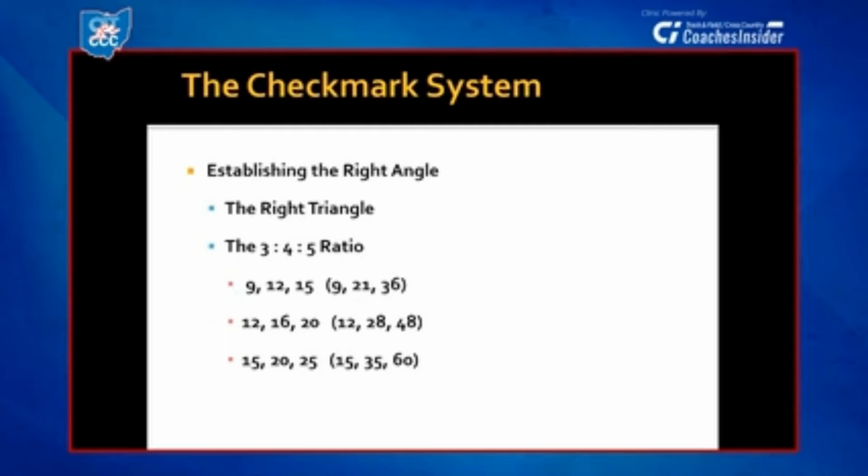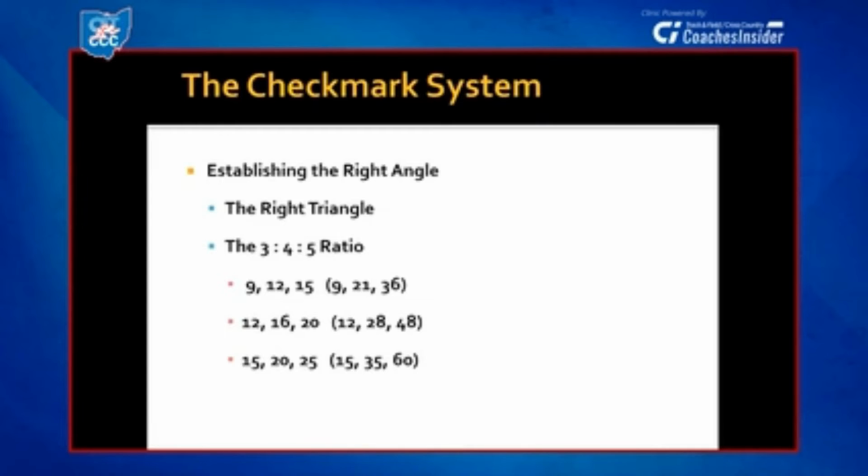9, 12, 15 representing the lengths of the sides. So keeping in mind what we just said, the ratio of 3 to 4 to 5. If 3 was used as a multiplier, well, 3 times 3 is 9, 3 times 4 is 12, and 3 times 5 is 15. So that's where the 9, 12, 15 comes from.